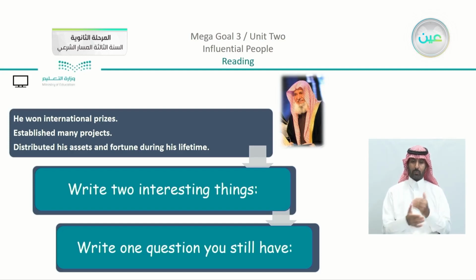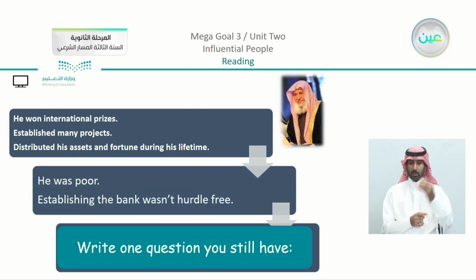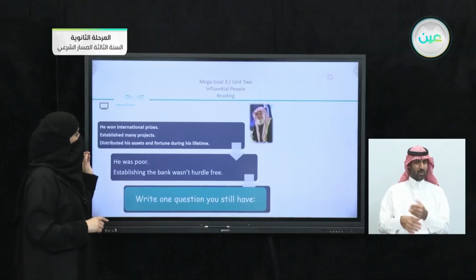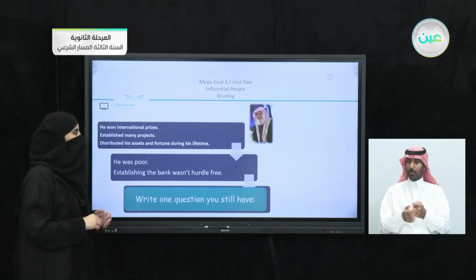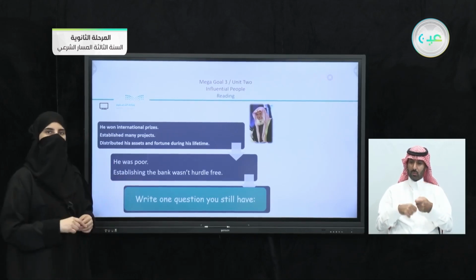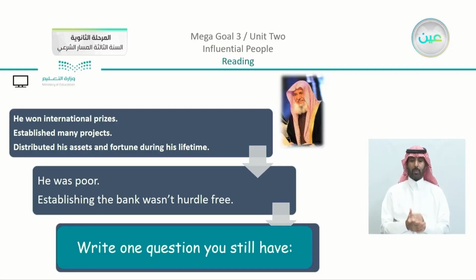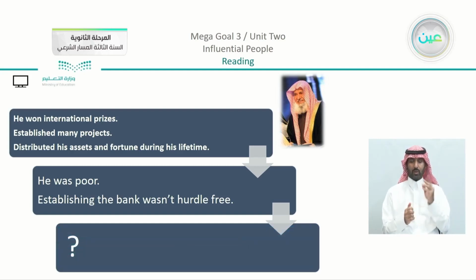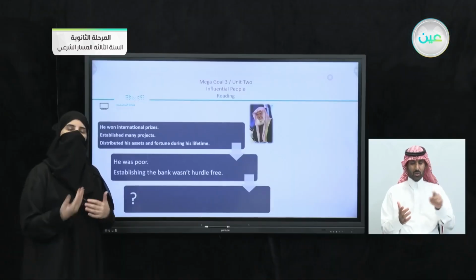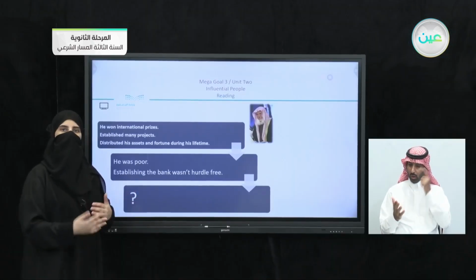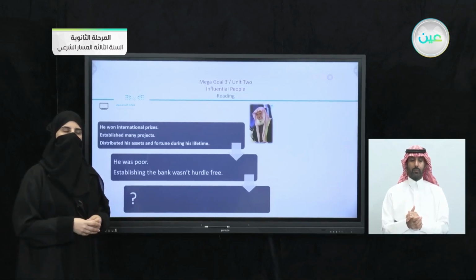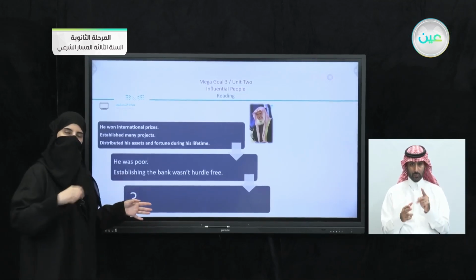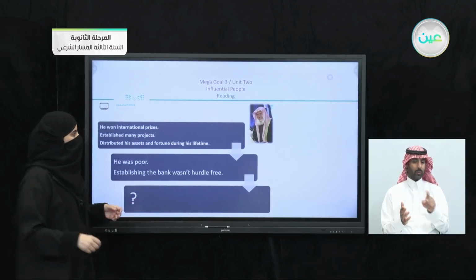Now, something interesting to know, we have here two things: that he was poor, and also that establishing the bank wasn't hurdle-free. Now, there must be many questions in your mind, but I'm going to see if there are any questions that you can just write down now, and you can find the answers while we are passing through the reading passage. So be ready. You can write down your questions, and let's start.